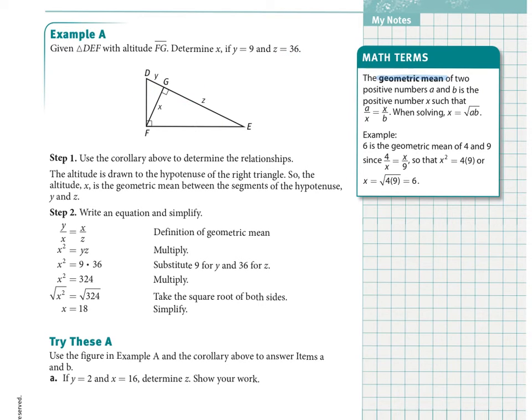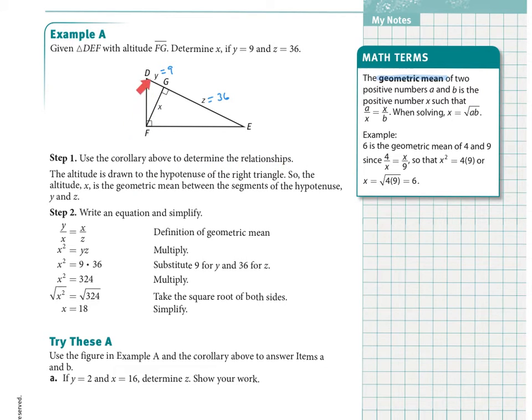So we know what y and z is. My first piece would probably be to list out what y is. Y is 9 and z is 36. So looking through these steps, we're going to use the corollaries that we looked at before to determine the relationship.